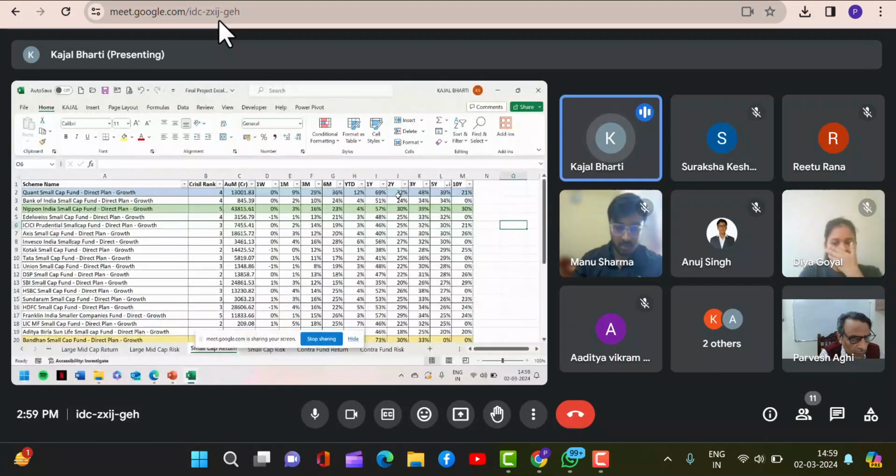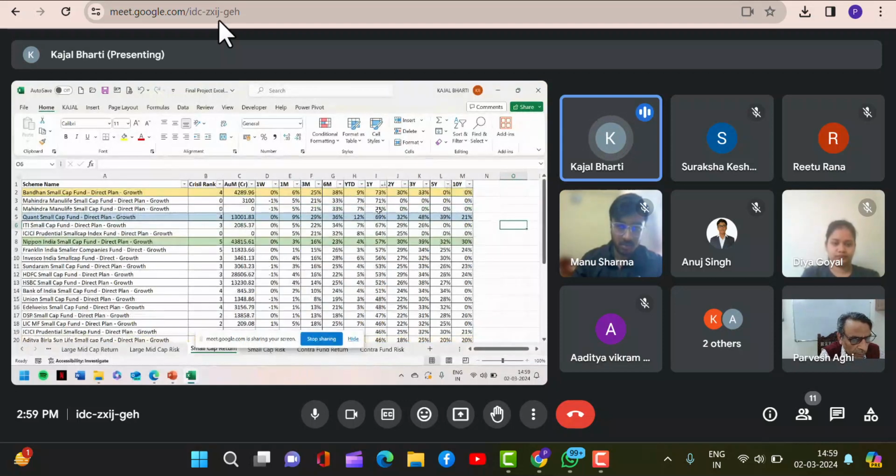So based on this category, we have taken Nippon, Quant, and then Bandhan came into the picture in the first year, when I took the return, which was giving 73%, and it was also consistent in the latest period. For the 6 months as well, it was giving the highest return, and therefore we took these three funds.